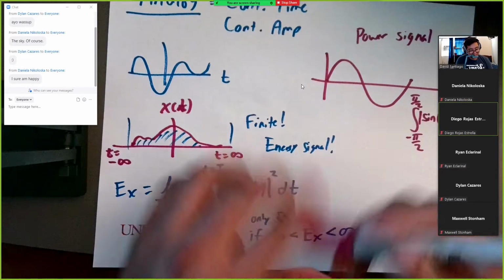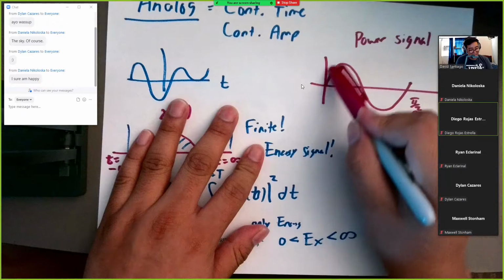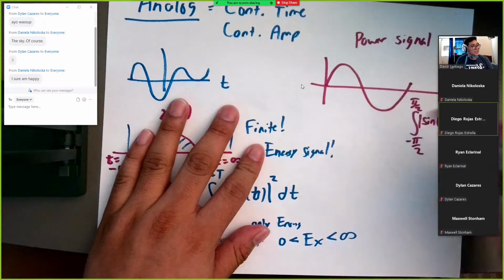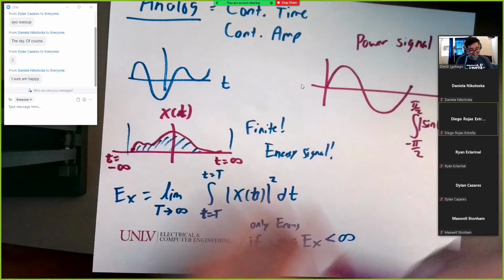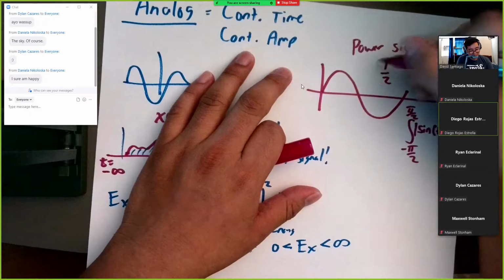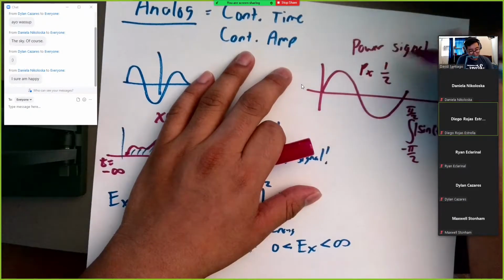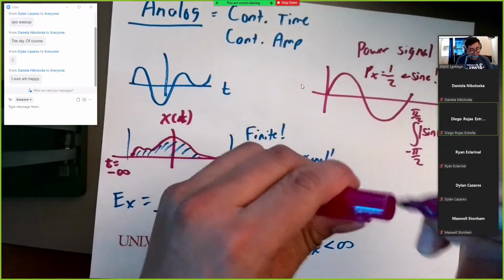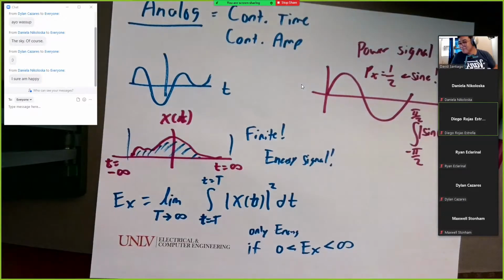So the point I'm trying to get to is, if you add this entire signal and you try to get the average power, what's the average power of sine? It's always going to be 1/2. Remember that in 221, 220?